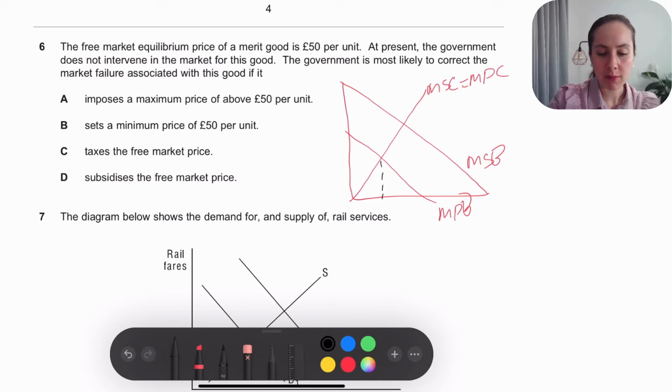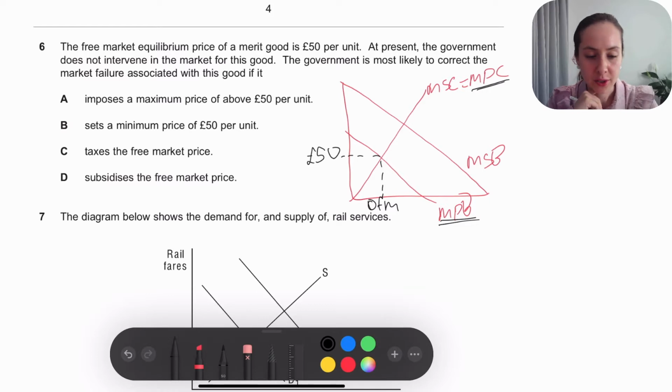And the free market price is going to be where selfish firms coincide with selfish consumers, which is going to be QFM. And that price is going to be 50, they've told us. And the government does not intervene. The government is most likely to correct the market failure. Okay, how do they correct the market failure?